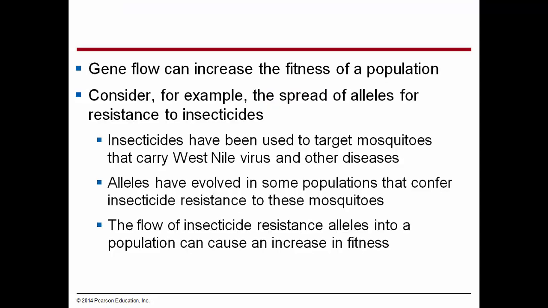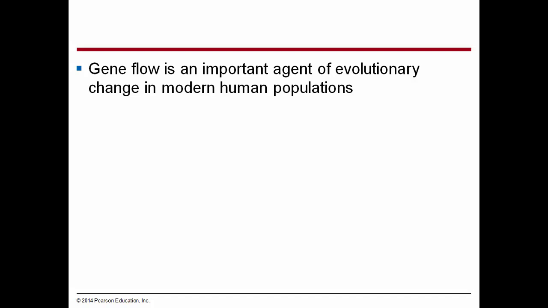Gene flow can increase the fitness of a population. Consider, for example, the spread of alleles for resistance to insecticide. Insecticides have been used to target mosquitoes that carry West Nile virus and other diseases. Alleles have evolved in some populations that confer insect resistance to these mosquitoes. The flow of insecticide-resistant alleles into a population can cause an increase in fitness.